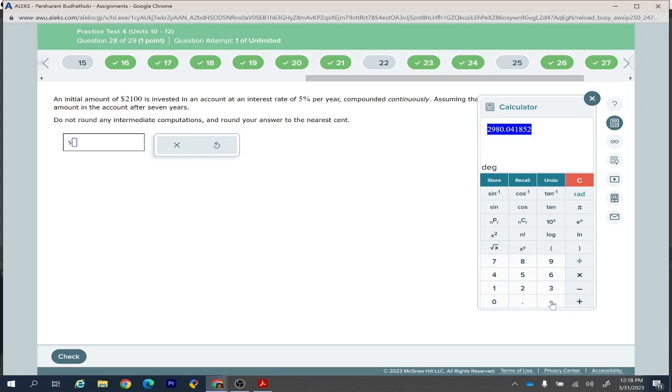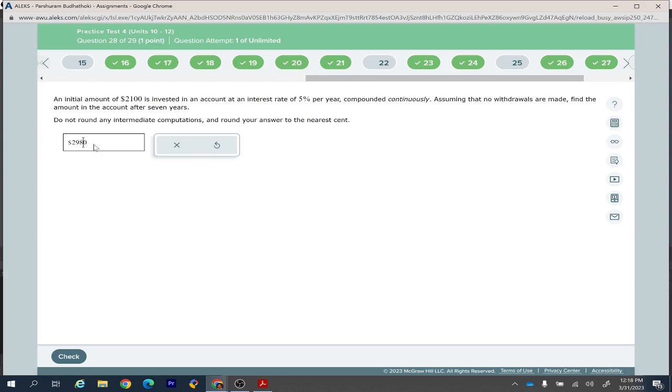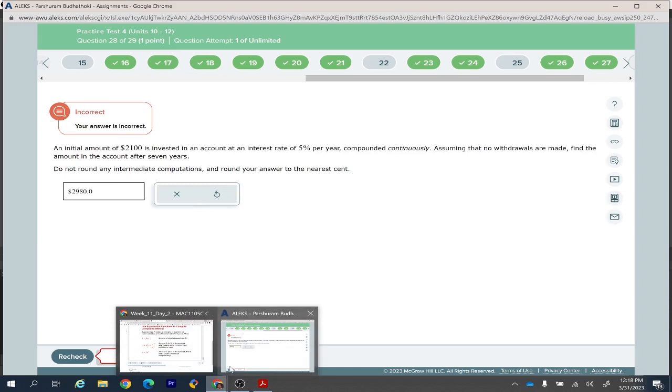Enter it. It's 2,980 point, how many cents? Nearest cents, so it's 0.04. So 2,980. Yeah, if you round it to the nearest cents, that should be your answer. Okay, be careful. Your answer is incorrect. What did I do wrong here? So let me go back and check.